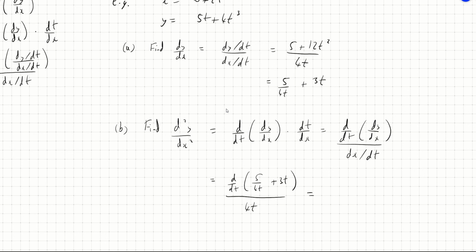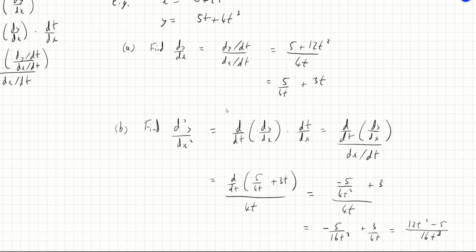So the numerator, d by dt of 5 over 4t, is minus 5 over 4t squared, and the differential of 3t is plus 3. This is all over 4t. And you can get this into one fraction. This is minus 5 over 16t cubed plus 3 over 4t. Now we can put it all into one fraction if we want. Let's put it all over 16t cubed. For 3 over 4t, we multiply the top and bottom by 4t squared. We get 12t squared minus 5 over 16t cubed.